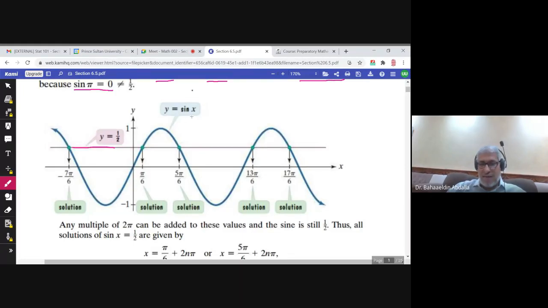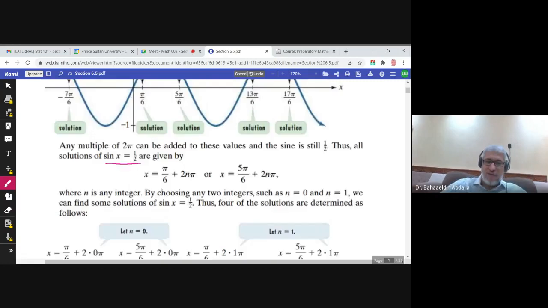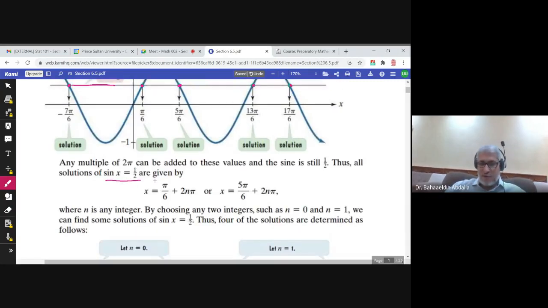Now we need sine x to be equal to half. Where would sine x be equal to half? Here, sine x is half at -7 pi over 6. Here sine x is half at pi over 6. Here sine x is half at 5 pi over 6. Here and here. So in this interval from -7 pi over 6 to 17 pi over 6, we have 5 solutions of this equation, sine x equals half.